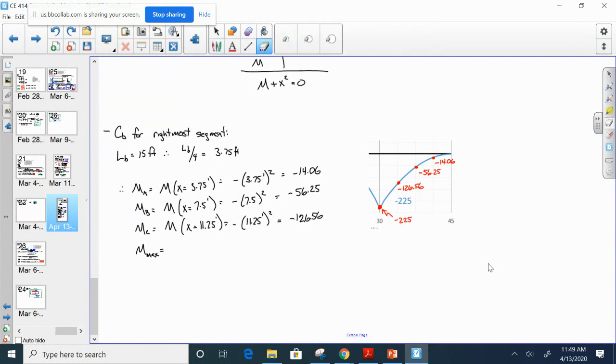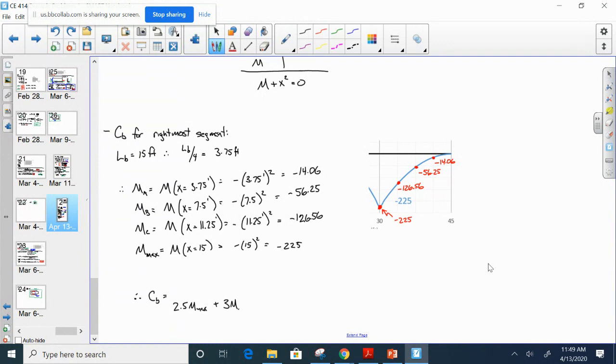You can use this formula and plug in X equals 15 and get minus 15 squared, and you'll get minus 225. So either way you want to do it is fine. And so therefore, you just do it again. CB is 2.5 M max plus 3MA plus 4MB plus 3MC, all under 12.5 M max.